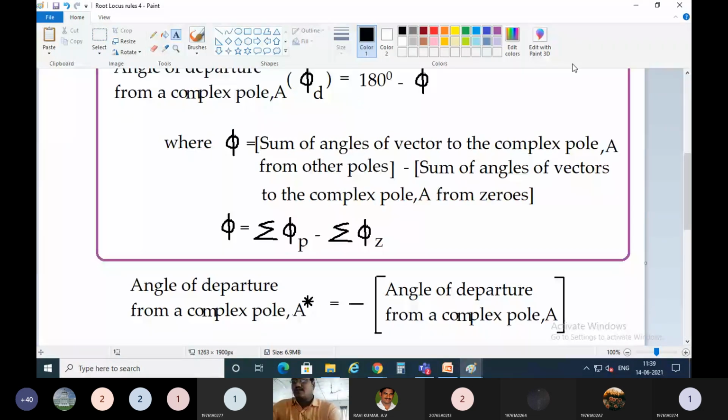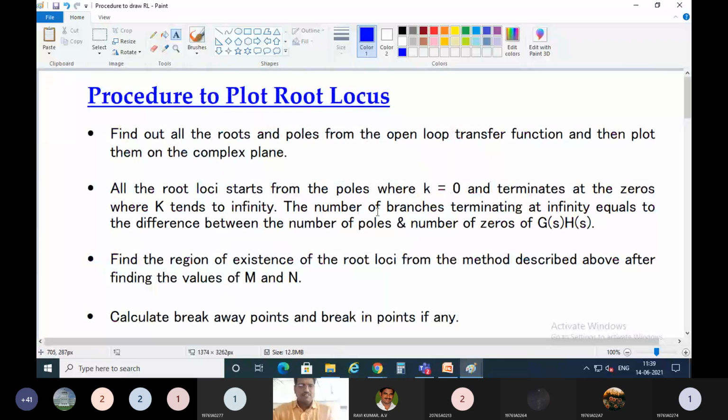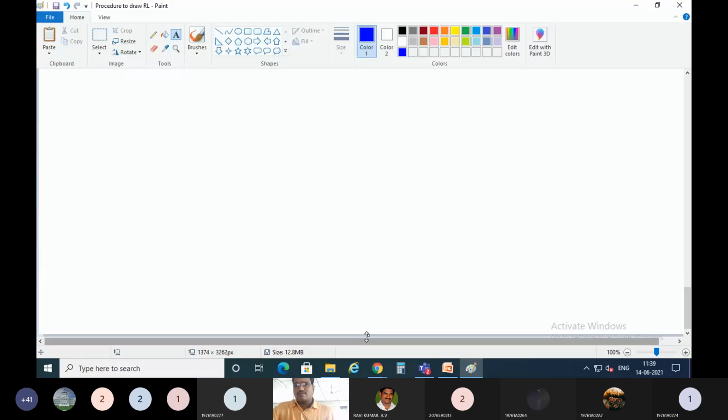So now I'm going to explain the procedure to plot the root locus. Already, in the form of steps, I delivered all the construction rules to draw the root locus. So finally, in one document, I want to write all the points. That is the reason I wrote it here.